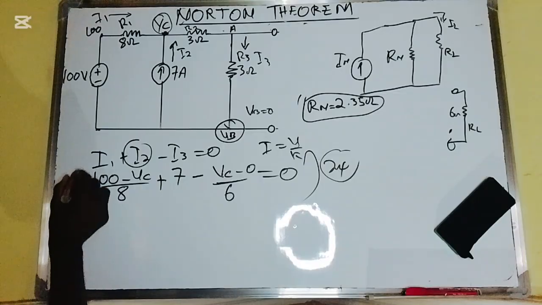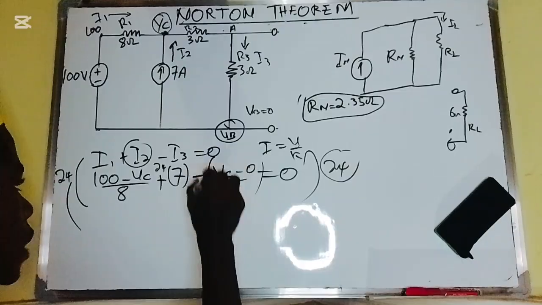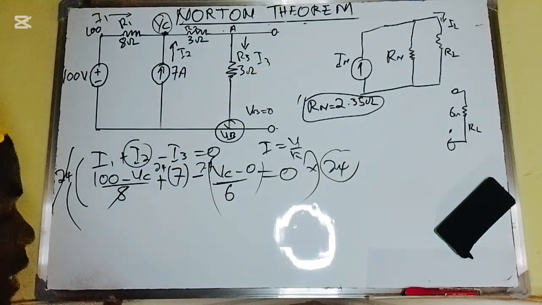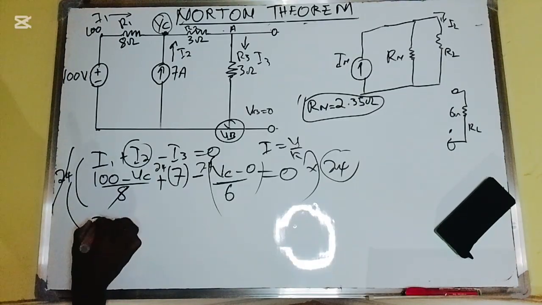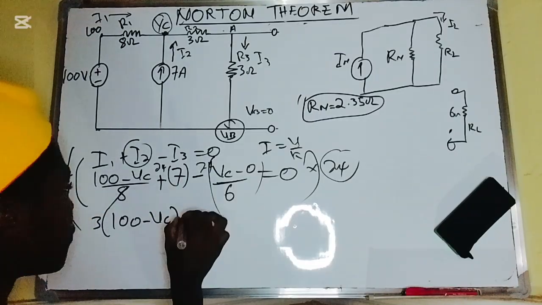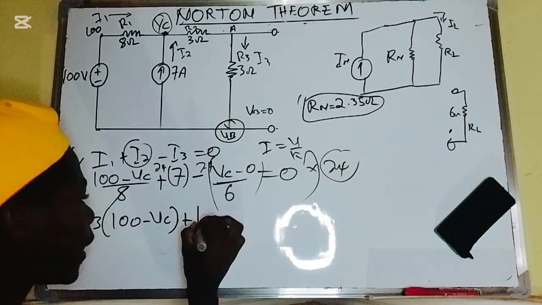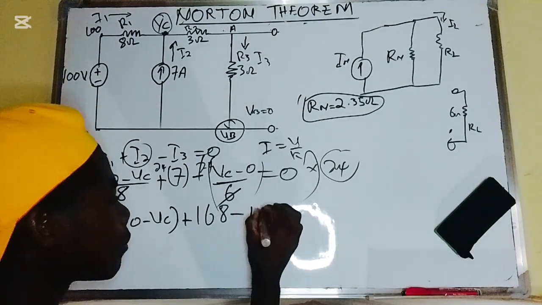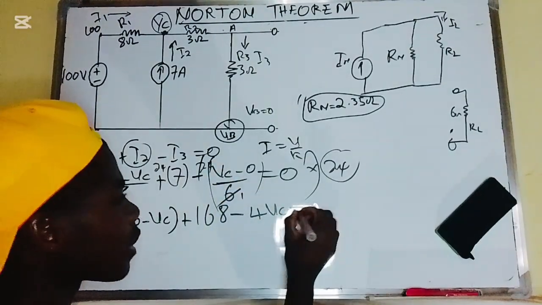So the next thing is that I multiply this by 24, because I'm going to multiply both sides by 24, and therefore the right side will give me 0. So 24 by 8 will give me 3. So therefore I have 3 into 100 minus VC, plus 24 multiplied by 7, which gives 168. Then minus 24 into, it will give me 4, multiplied by VC, so it will be 4VC. This is equal to 0.